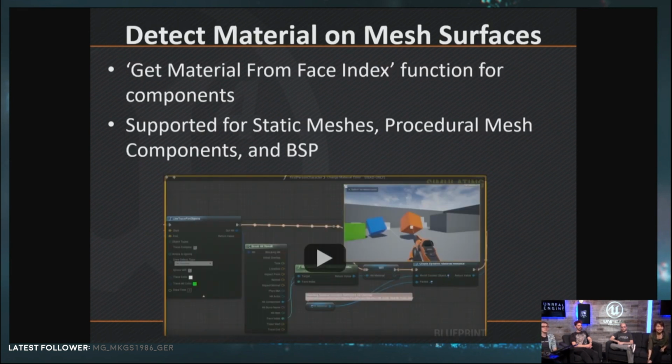Detect material on mesh surfaces. This is a cool new feature that's been put together as a function for Blueprint. It's very useful for a lot of instances where you're working with color, what material you're hitting, etc. It's supported by static meshes, procedural mesh components, and BSPs. It doesn't have skeletal mesh support yet, as far as I've been told, but it's very good for hitting things in your environment and getting back the material from the face index, so getting the very specific material you hit when there are a lot of different things happening.